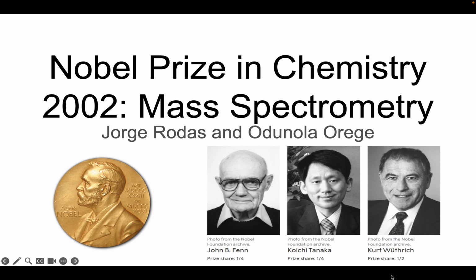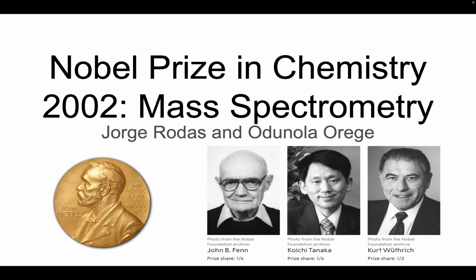Hello everyone, my name is George, and today I'm going to be presenting on the Nobel Prize in Chemistry 2002 for mass spec. Odunola and I put together this presentation to go over the 2002 Nobel Prize in Chemistry. The prize was awarded to John Fenn, Koichi Tanaka, and Kurt Withridge for the chemical analysis of biomolecules.